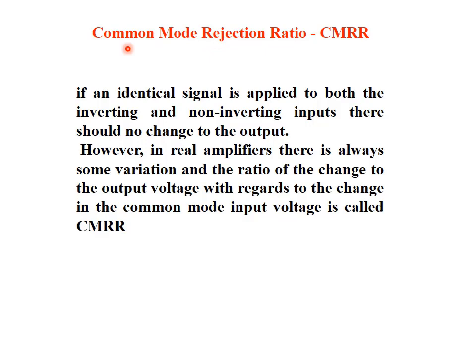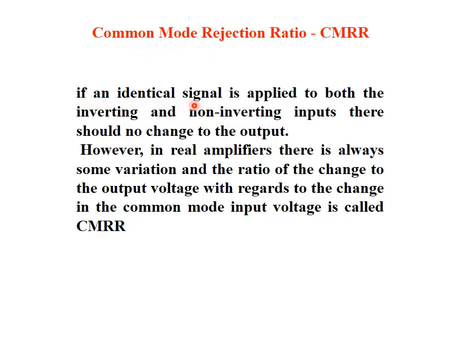So basically, when the two inputs of the operational amplifier are identical, the output of the operational amplifier should be 0 because the difference is 0. But this doesn't happen in real life. There is always a variation in the output. So even when the two inputs have the same voltage or the same signal value, the output might not be 0, and that's because of the common mode rejection ratio.